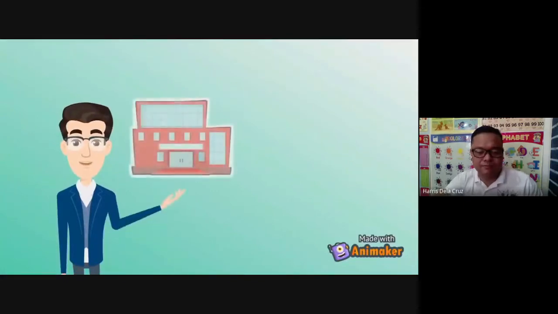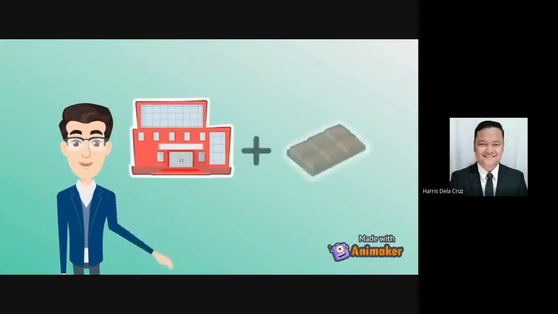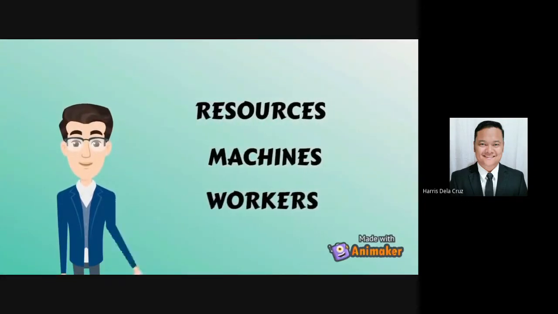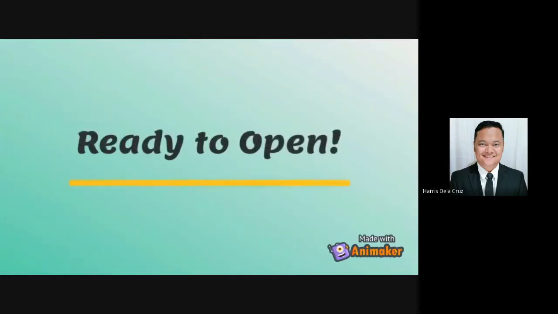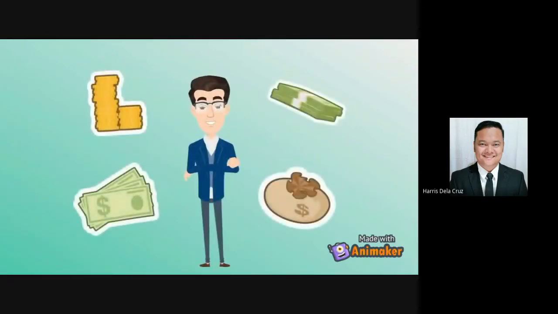Imagine that you've just recently put up a business. Let's say a chocolate manufacturing company. All is well. You have your resources, machines, and workers in good condition. And yes, you are more than ready to jumpstart. Now, as the business owner, you want to earn more, and so you think of producing more outputs. Why not? Isn't that the case?